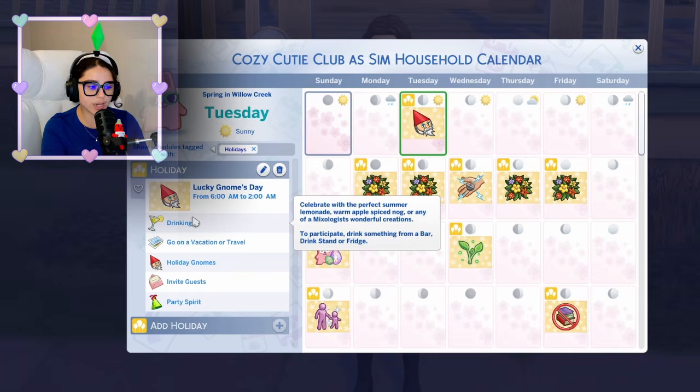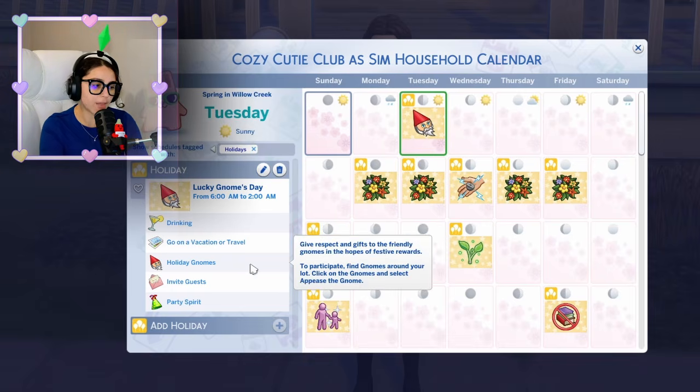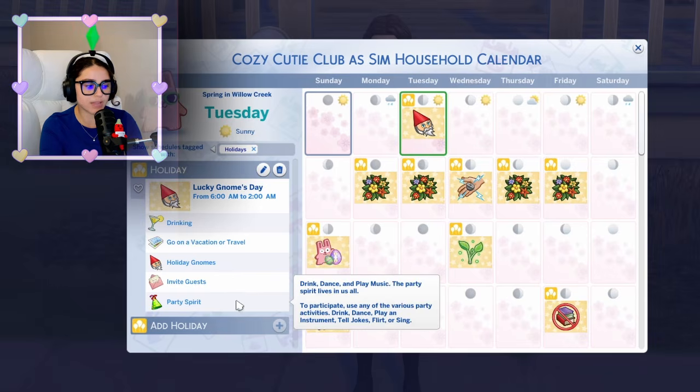So we have kind of like what people would do on St. Patrick's Day, which I feel like is more focused on adults per se. So we have drinking, going on vacation or traveling, which would be like going to a bar. I don't really feel like you would go on a vacation to celebrate St. Patrick's Day, but if you want to, you do that. And then holiday gnomes, invite guests, and party spirit.